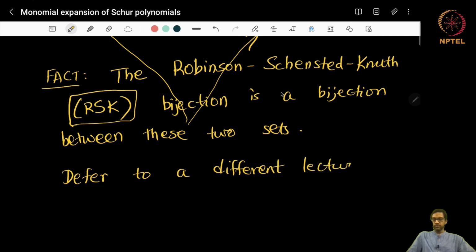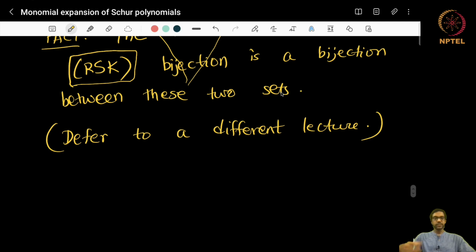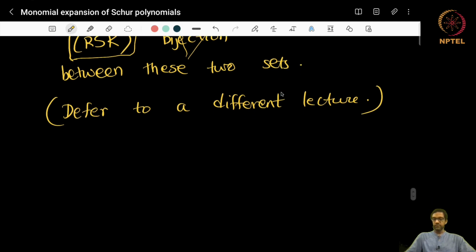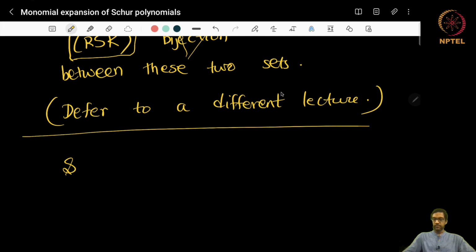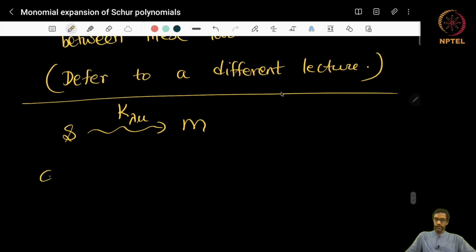But if you assume that there is in fact such a bijection, then we are done. Because then M lambda mu is the same as the product of the matrices K transpose times K, and that establishes the original theorem that I said, which is that when you go from the basis s to the basis m, the transition coefficients are exactly the K lambda mu's, the Kostka numbers. Good. Now let me just point out an interesting corollary of this statement, which is the following.